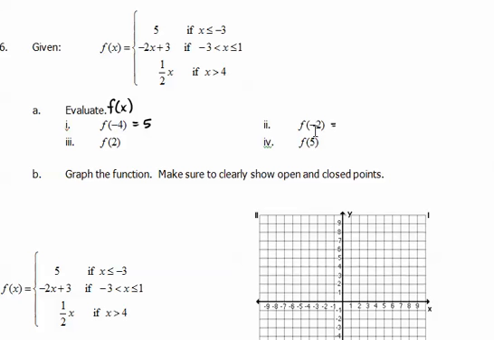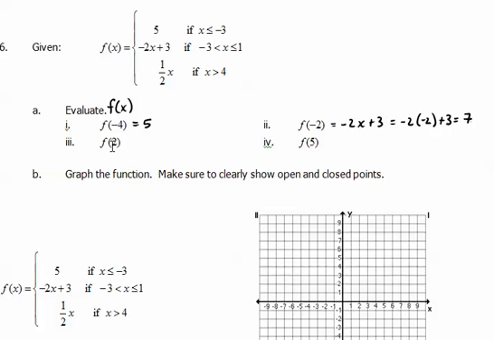X is negative 2. Negative 2 is not less than negative 3. It's between negative 3 and 1, so that's the part I should use. I should use negative 2x plus 3, and now I'm going to substitute in negative 2. Negative 2 times negative 2 plus 3 comes out to 4 plus 3, which is 7.